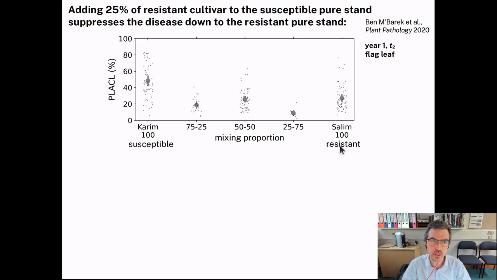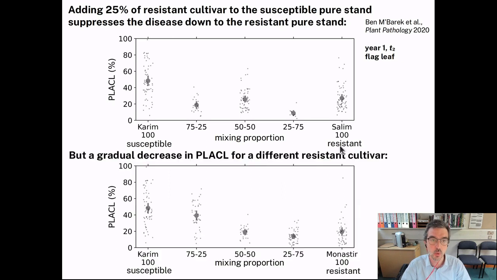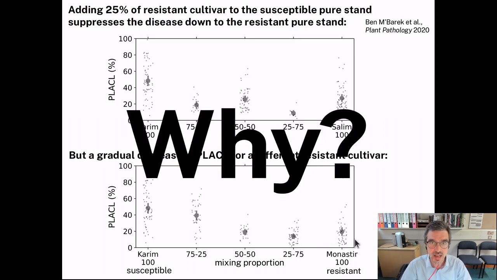But what is quite interesting is that this effect was cultivar specific. When we mixed Karim, the susceptible cultivar, with a different resistant cultivar, Monastir, we observed something quite different. So here we have a gradual decrease in disease severity as we increase the proportion of the resistant cultivar in the mixture. So why is this the case?